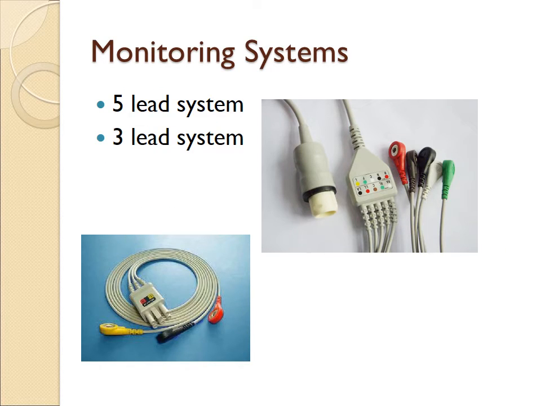Monitoring systems are used to be able to give us this information. The most common ones that we see are the 3 and the 5 lead system. These are color-coded cables, and you'll see here various different ones. The nice thing about it is they're color-coded, and they'll usually tell you where to put them. Especially, I know you've worked with the ones at Tri-City, that it tells you exactly where to put them, and I love that.